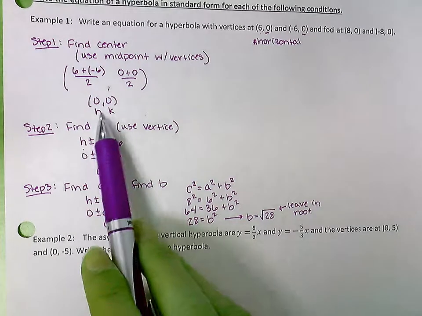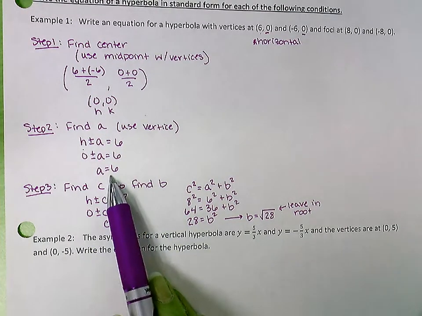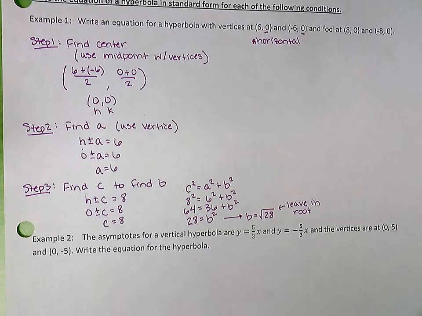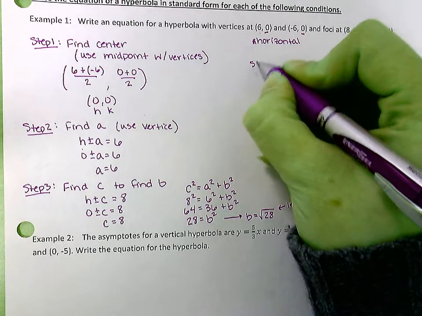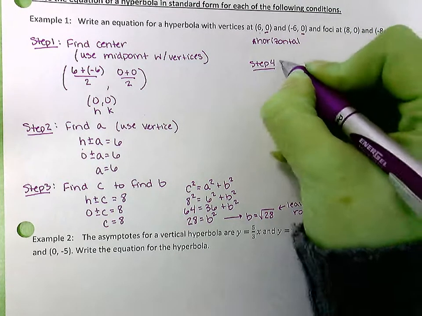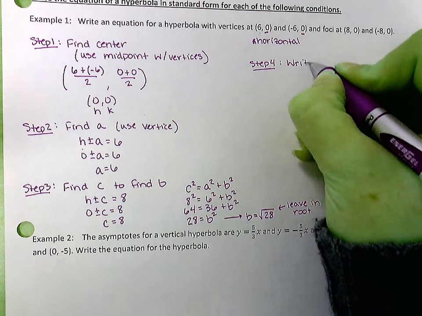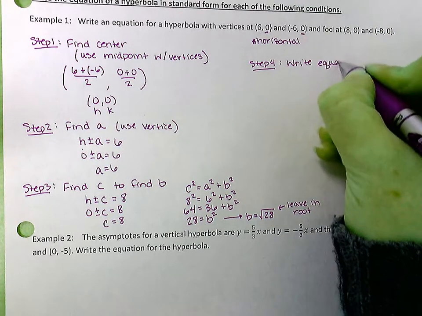Okay, now that I have h and k, I have A, and I have B, I have all the pieces I need to write my equation in standard form. So my last step is to write out that equation.